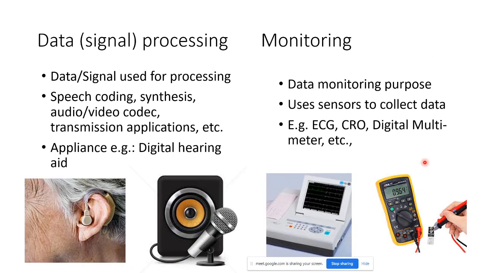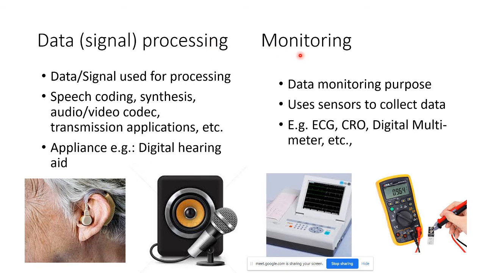Then we have data and signal processing. These embedded systems' purpose is to process streaming data. These could be video or audio streaming data. A typical example would include the digital hearing aid or a mic connected to your speakers, right? So it processes the speech. Speech is actually an audio signal, and similarly it could be a video signal too. You have to process it, so keep in mind these are streaming data that you need to process.